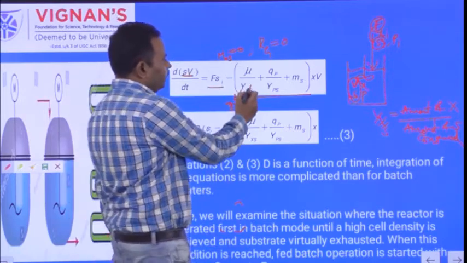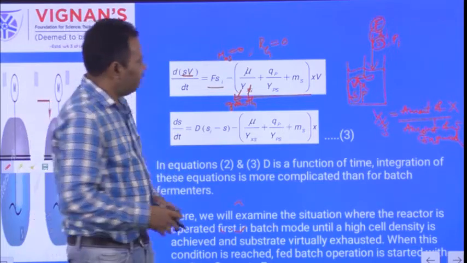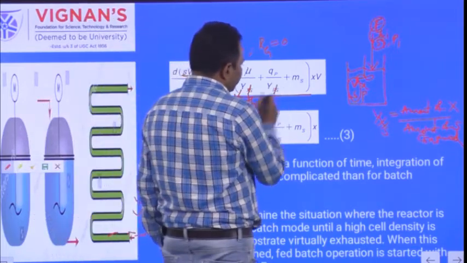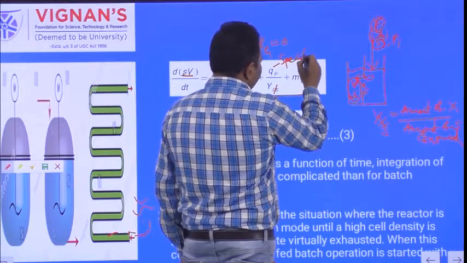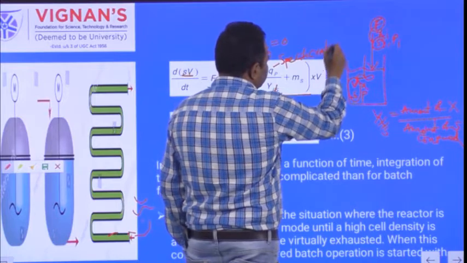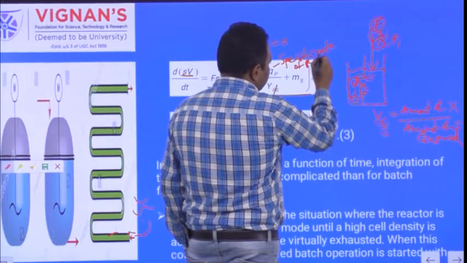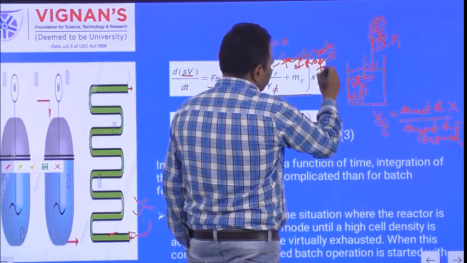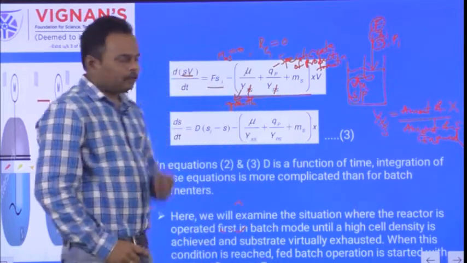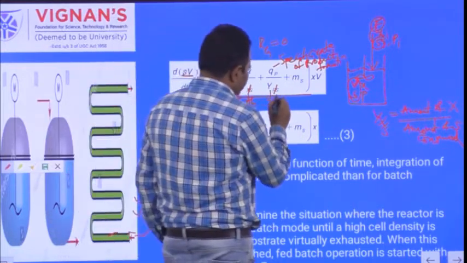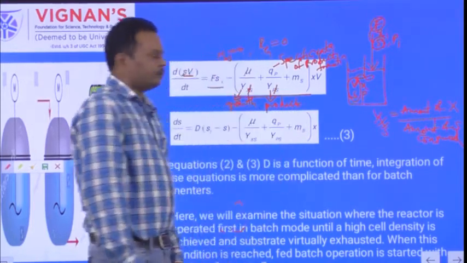When you multiply mu by Yx/s, that is the amount of the substrate required for the growth of the cell. And also if you write qp by Yp/s, the qp is the specific rate of product formation, similar to the specific growth rate of the cell. This is qp by Yp/s. So this is the amount of the substrate required for the product formation.